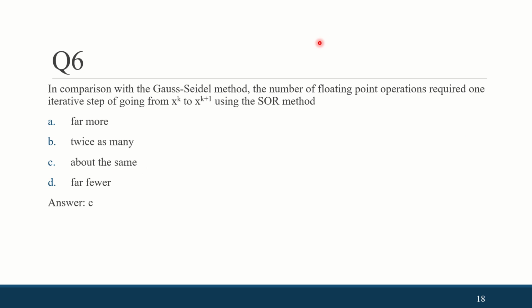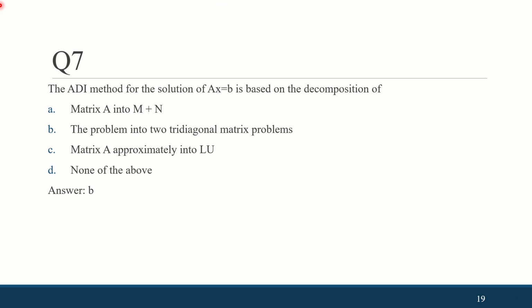Now we'll move on to question 7. This is about the ADI method for the solution of Ax equals B, which is based on: decomposition of matrix A into M plus N, splitting the problem into two tridiagonal matrix problems, approximating matrix A into LU, or none of the above.